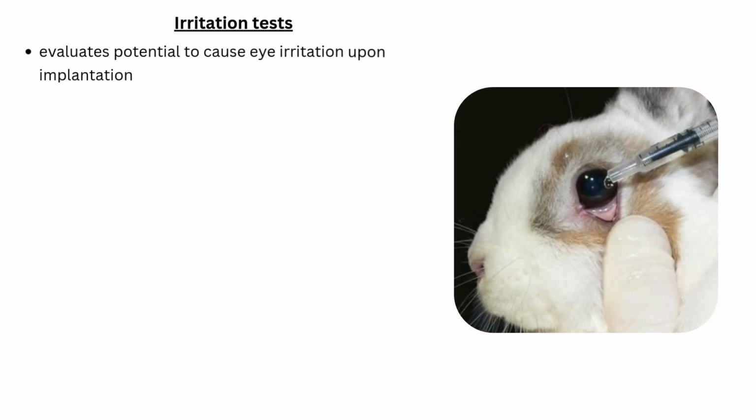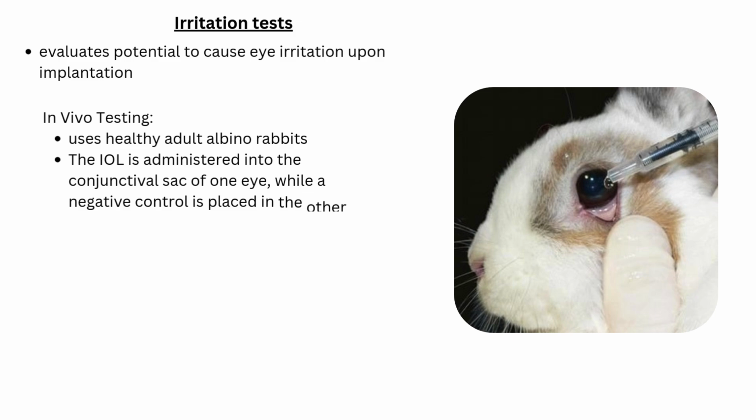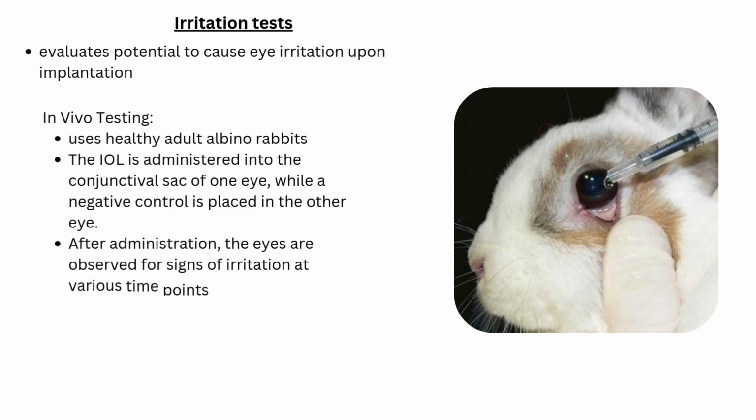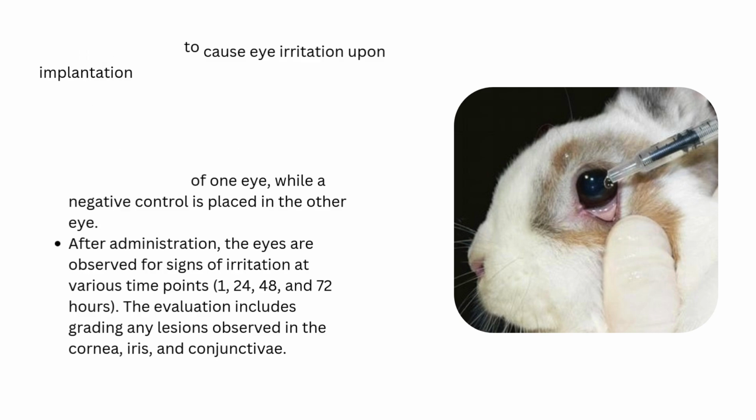This is performed for intraocular lenses to evaluate the potential to cause eye irritation upon implantation. In vivo testing involves the IOL being administered into one eye of a healthy albino rabbit. The eyes are then observed for signs of irritation up to 72 hours.